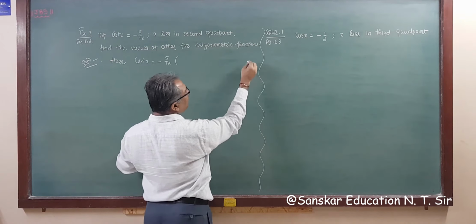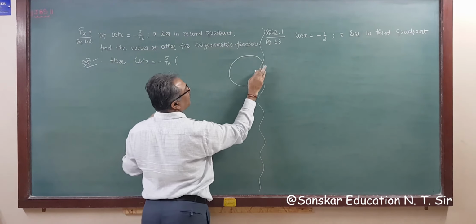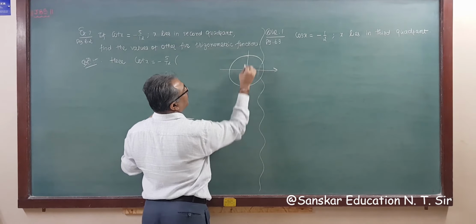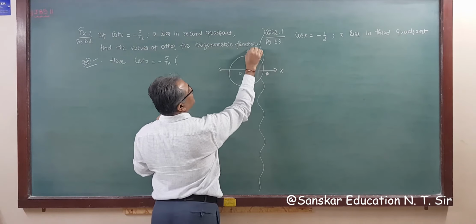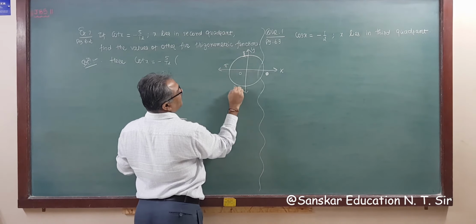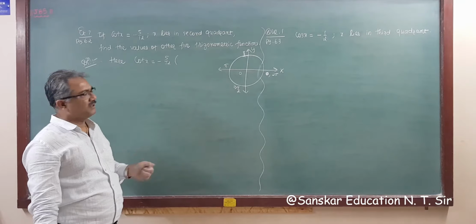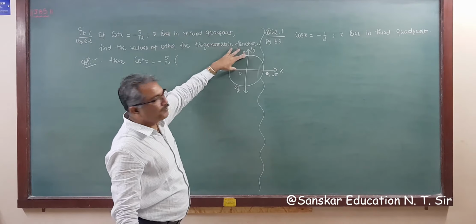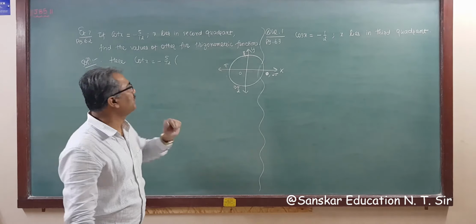I am drawing a unit circle for the last time. Now we have to remember. This is the origin, this is 0, this is the x-axis, this is y. This is pi by 2, this is pi, 3 pi by 2, and 2 pi after completing one revolution. Second quadrant means pi by 2 to pi, third quadrant pi to 3 pi by 2, fourth 3 pi by 2 to 2 pi, and first is 0 to pi by 2, that you have to remember now.